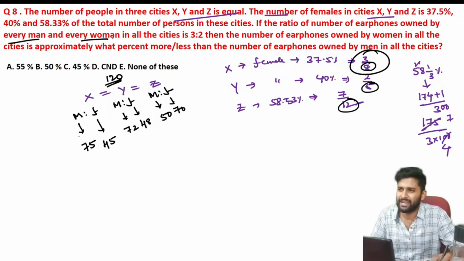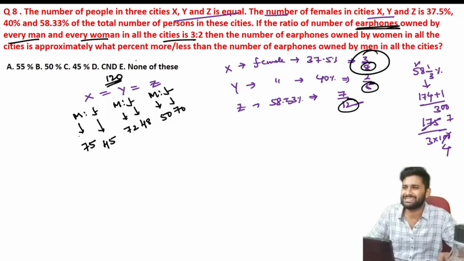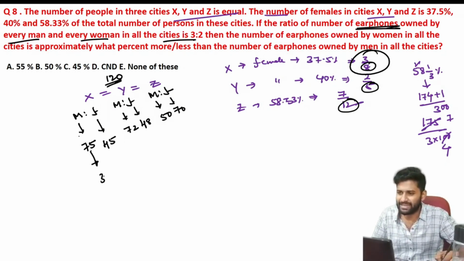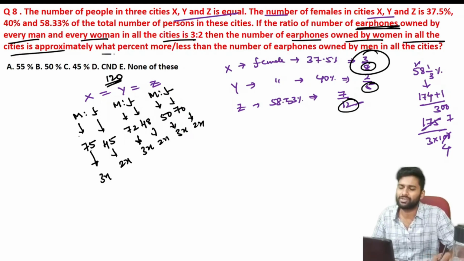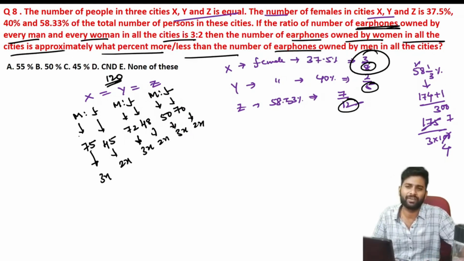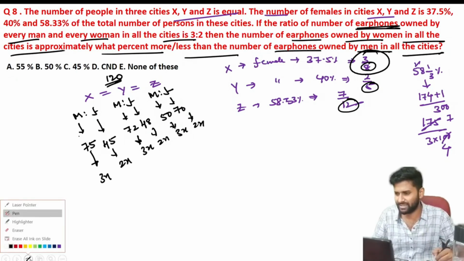Then every man and every woman, in all the cities, see the ratio of earphones owned by every man and every woman is 3 is to 2. So here man is 3x, woman is 2x. 3x, 2x, 3x, 2x. Now here the question, see, the number of earphones owned by all women in all the cities approximately what percentage more or less than the number of earphones owned by men together. So identify the men and women values.